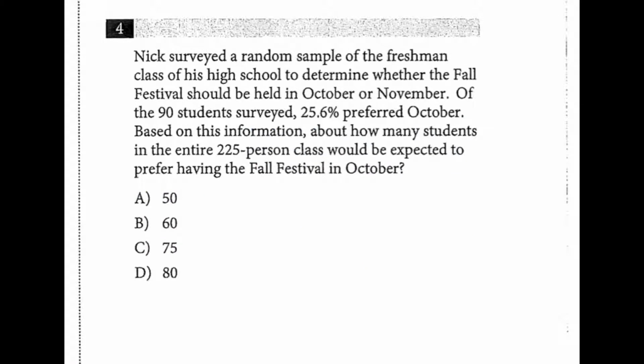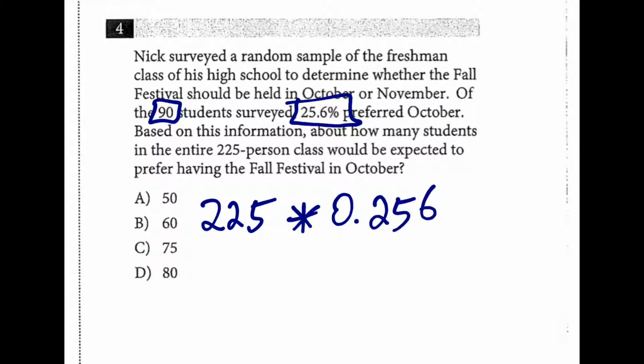So Nick's surveying a random sample, and you might think this 90 students surveyed is important. But based on this information, the only information that we're basing it on is the 25.6%. What would be true for the whole class? So we take this times 0.256, and this gives us our answer, which would be about 60. Remember, if we're multiplying for percents, we start with 25.6 and we move the decimal place over to the left twice.